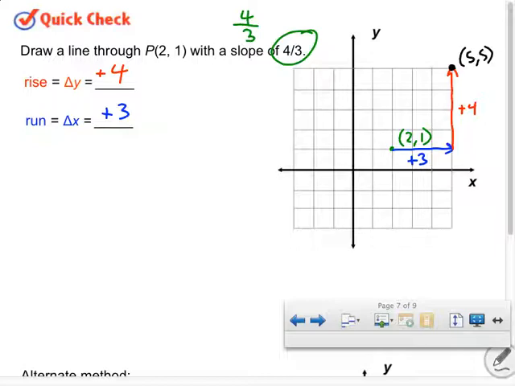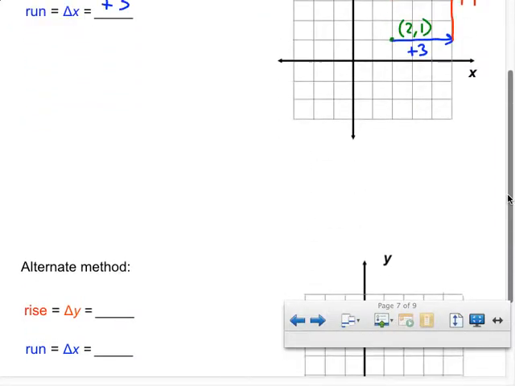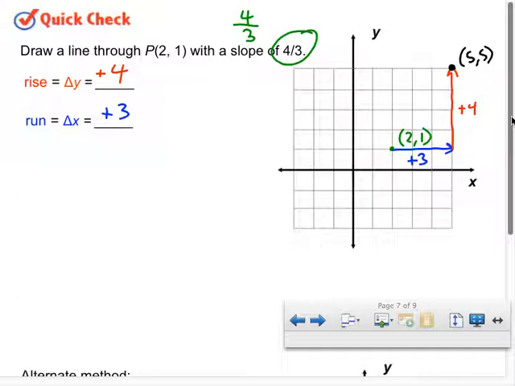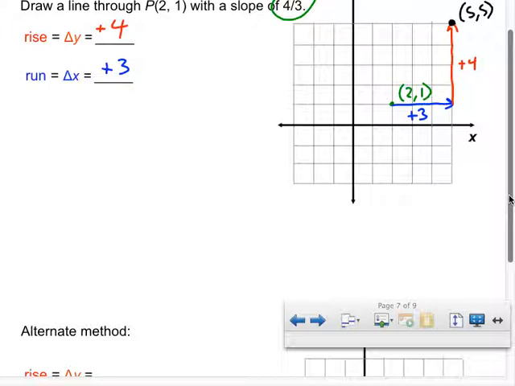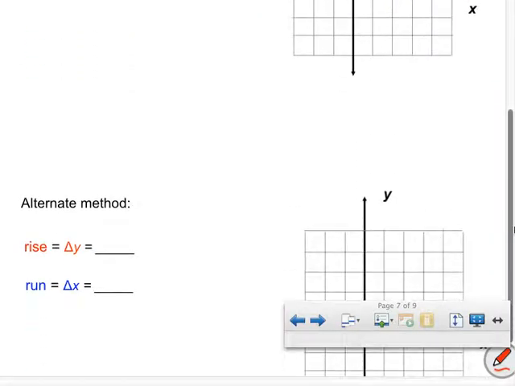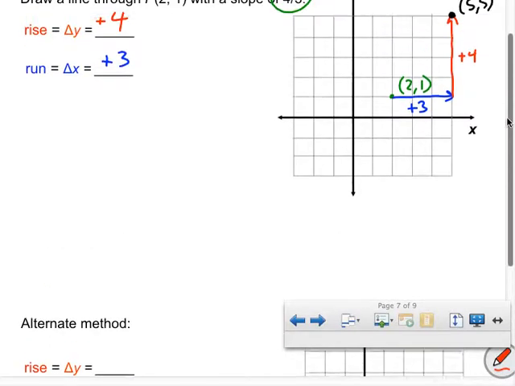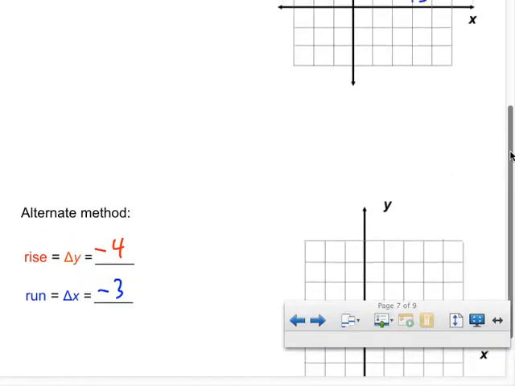Okay, so that is one point, right? But if we wanted to, what else could we have used instead of positive 4, positive 3? I could have used, and I'll just write it down here, -4 and -3, right? And we see -4 and -3. What happens when we divide two negatives? It's still a positive.